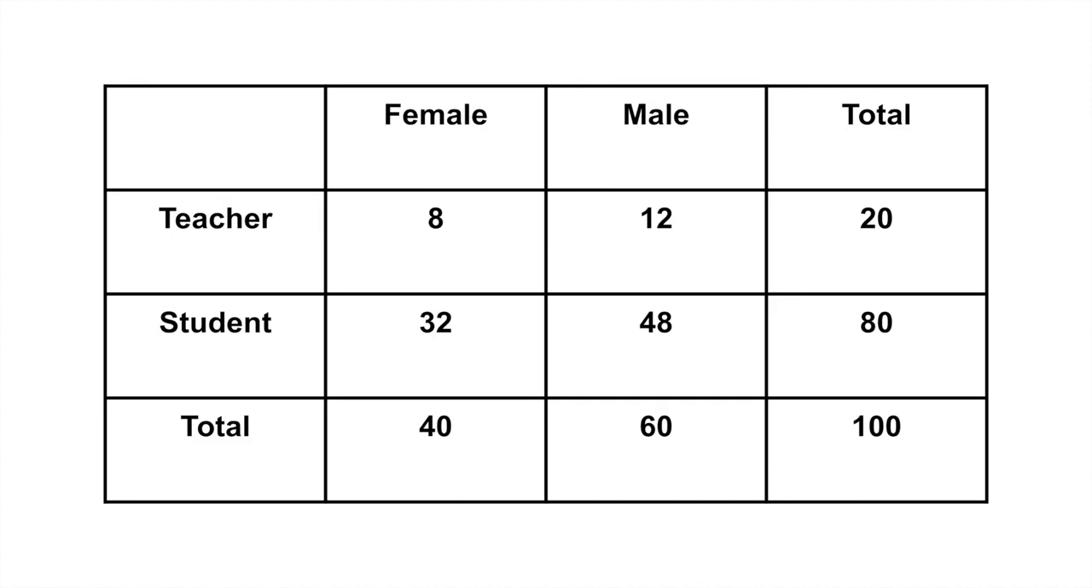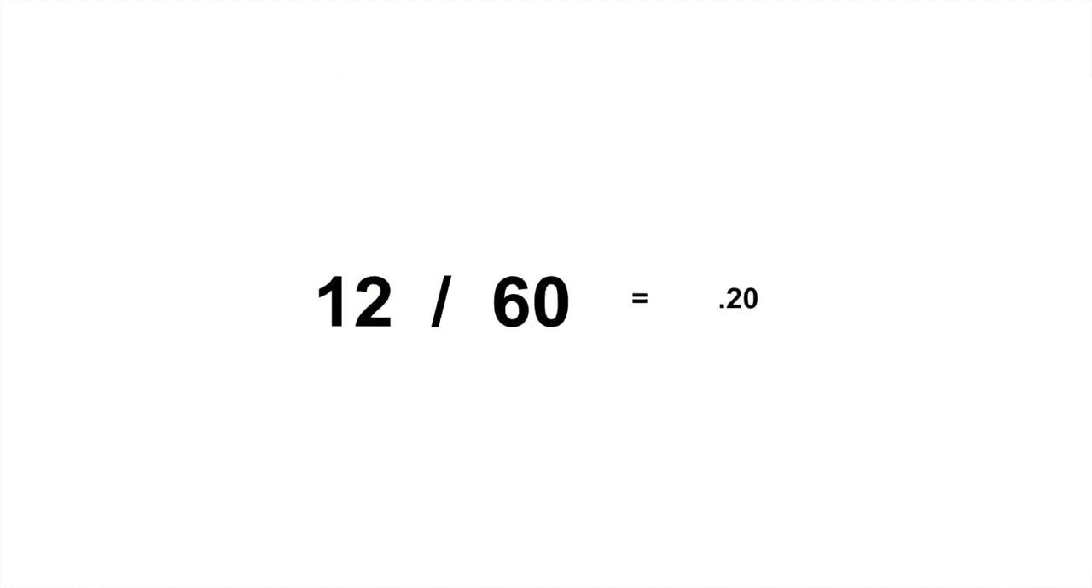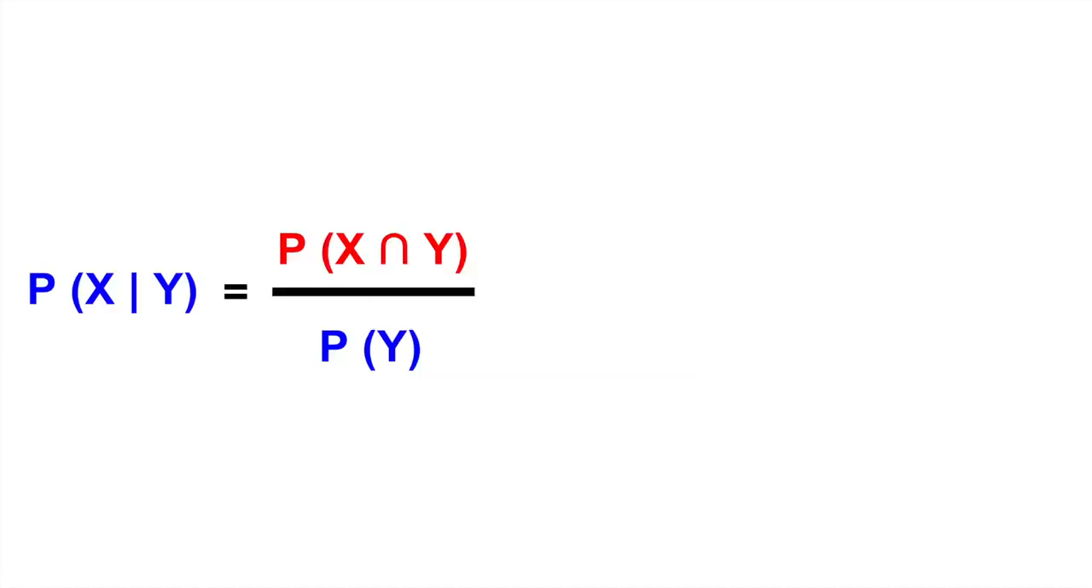The teachers and students can be described as either male or female. Let's try to figure out what is the conditional probability for a male teacher. The data states that 12 of the teachers are male and there are 60 teachers in total. Therefore, the conditional probability for a male teacher would be 12 divided by 60, which is around 20%. So now we know what conditional probability is.